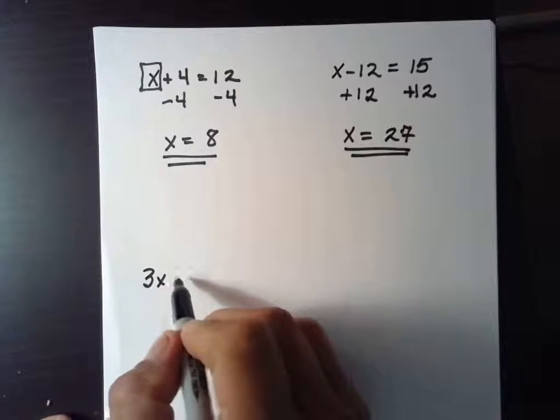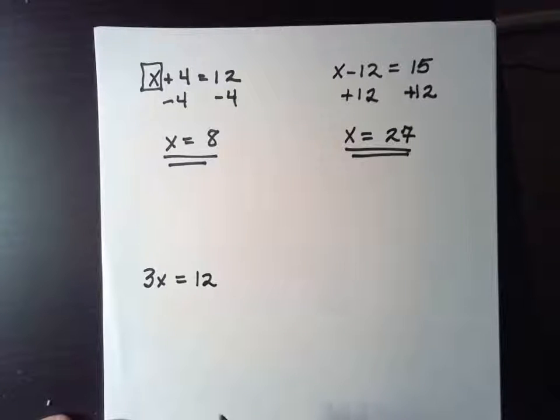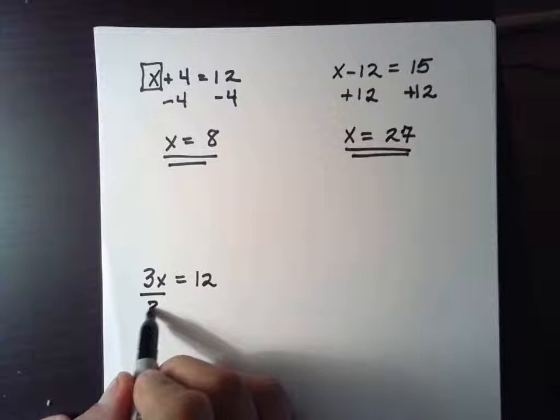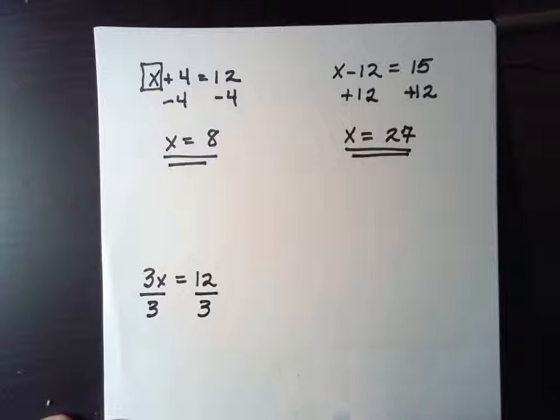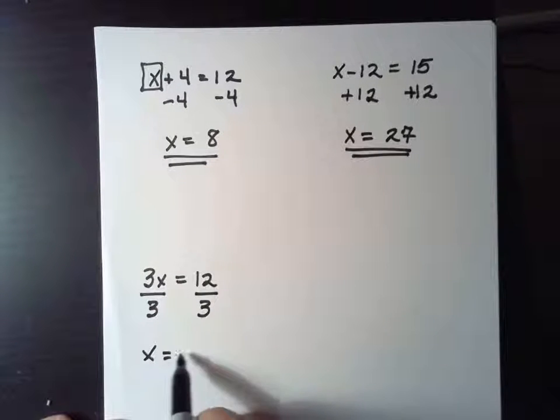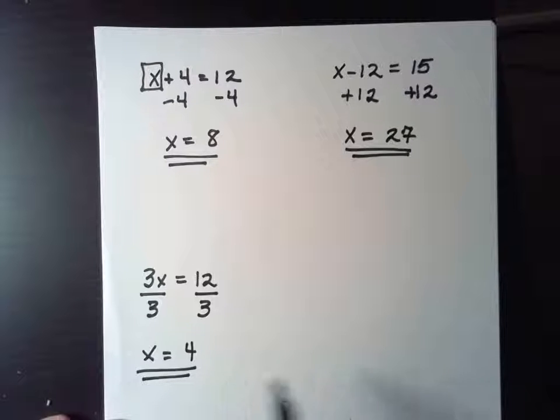3x is equal to 12. Well, how do you undo multiplying by 3? You divide by 3. And if you do it on one side, you do it on the other. x is equal to 4. And the student's real confident now and says, there's nothing to this. We're in pre-algebra and we're moving along.